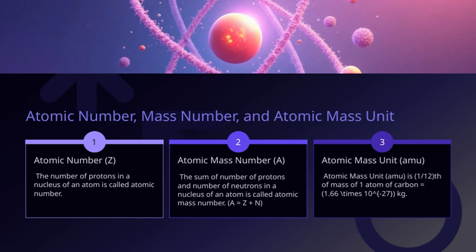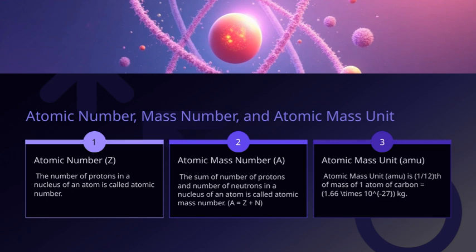Moving on, the atomic mass number, often denoted as A, is simply the total number of protons plus neutrons in an atom's nucleus. Think of it as the sum of the particles that give an atom its mass. So, if you know the number of protons and neutrons, you can find the atomic mass number by adding them together. And then there's the atomic number, Z, which is just the number of protons in the nucleus.